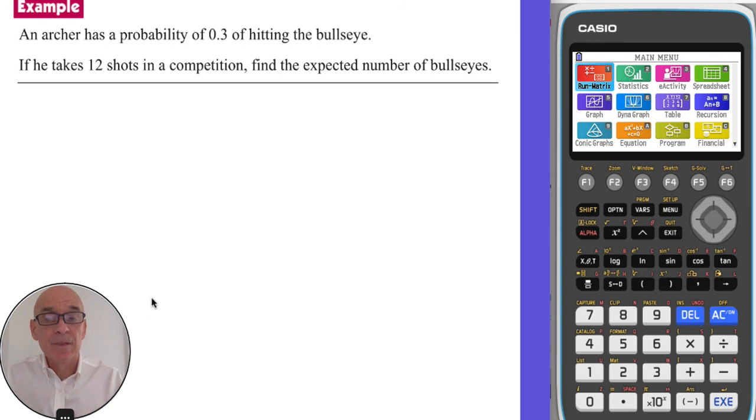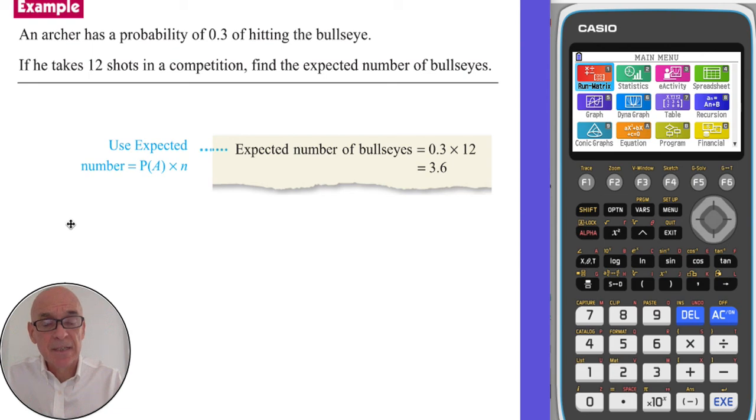So here we have an example where the probability of hitting the bullseye is 0.3. If the archer takes 12 shots, find the expected number of bullseyes. We can just use the calculation that the expected number is equal to the probability times the number of trials. The expected number in this case is 3.6.